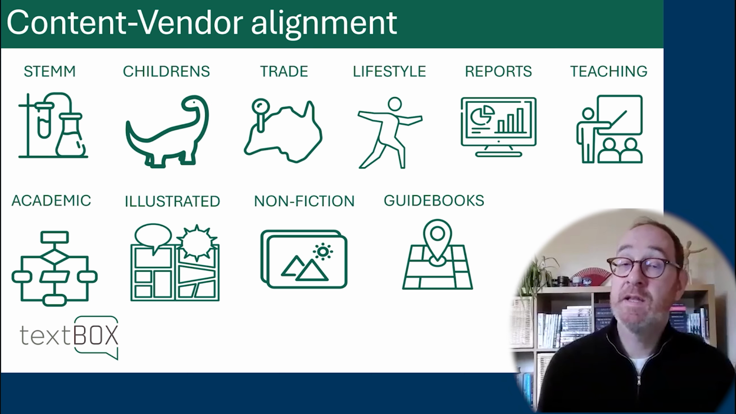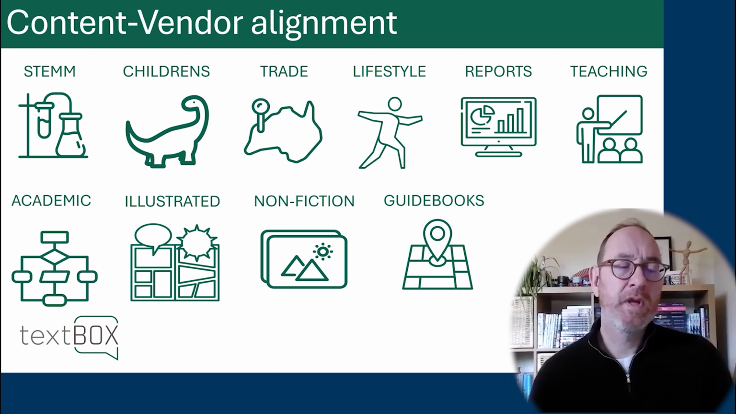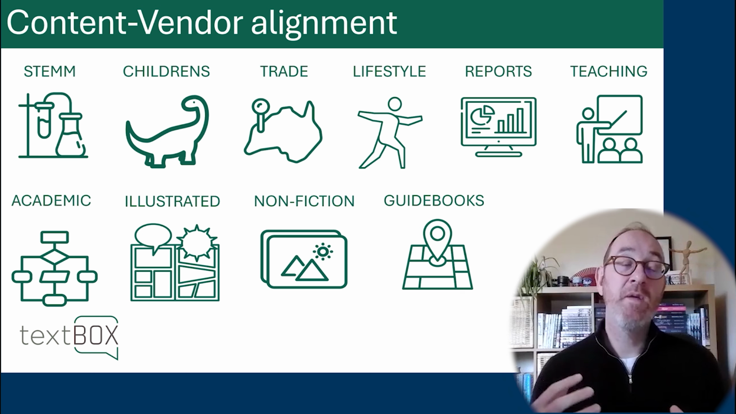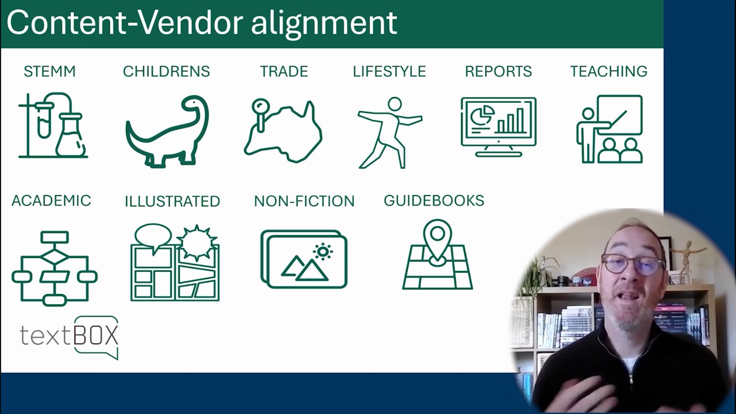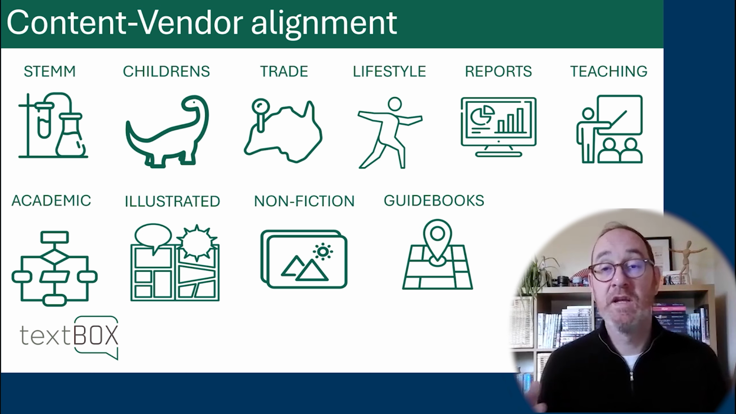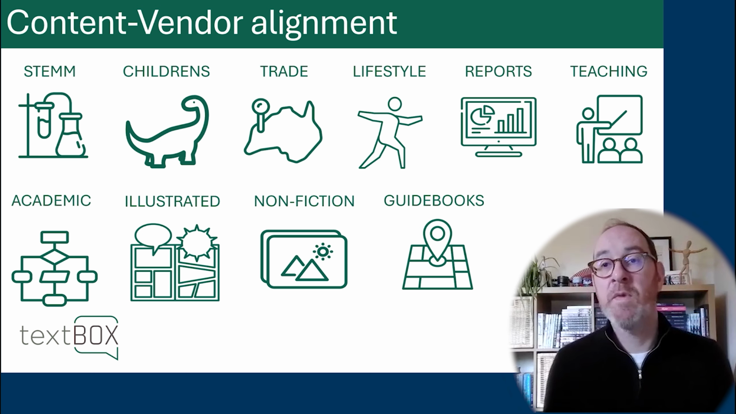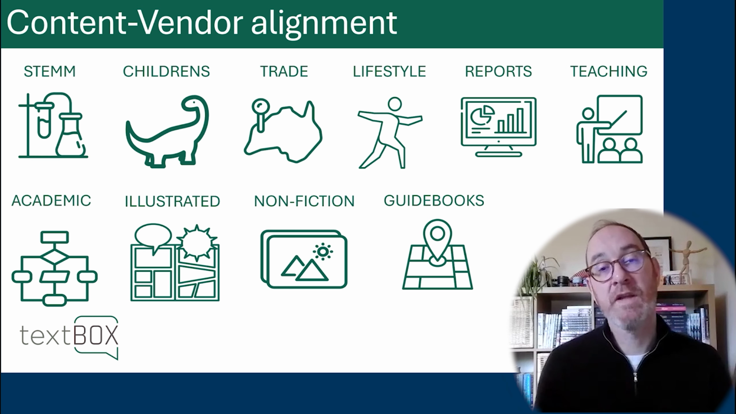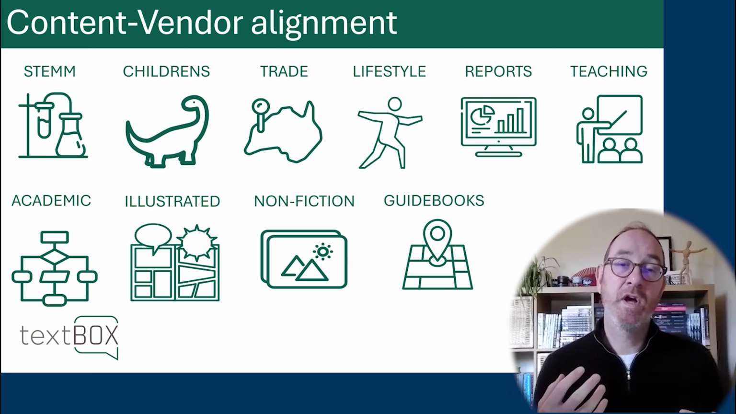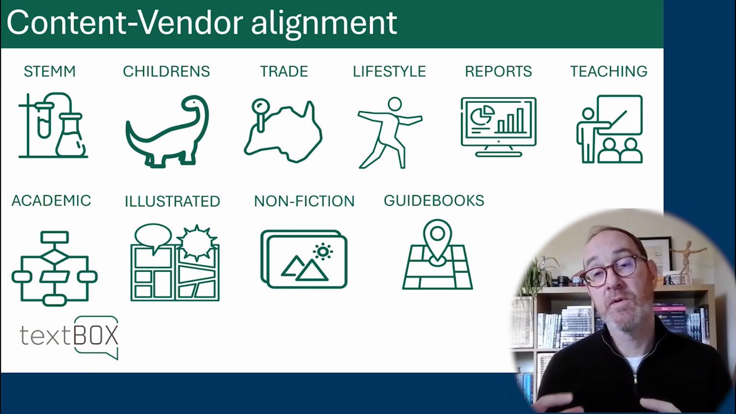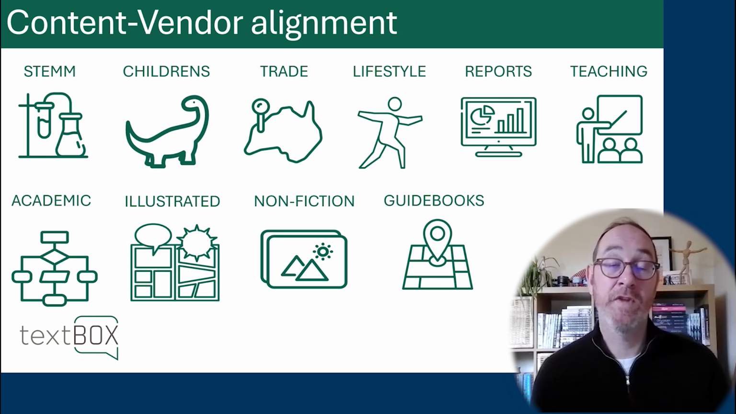Thinking about content vendor alignment. It's really important because publishing is so varied. There are so many different genres. It's really worth thinking about whether your content aligns with the vendor. You could be a STEM publisher or a children's publisher, trade, teaching, illustrated, so graphic novels or comics, guidebooks. All of these have unique attributes and unique ways of writing alt text and long descriptions. So really think about your genre, the imprints you publish, and what aligns with the alt text vendor. Are they experienced in that type of alt text writing?